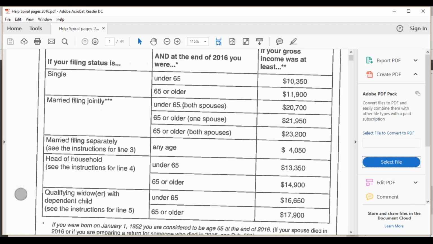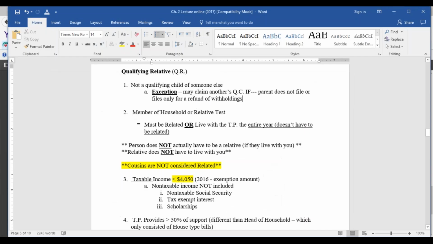If you're married filing joint, both spouses are under 65, you don't have to file if together your gross income was $20,700 or less. If it's over that, you are required to file. So even if you had income of only $20,000, you may still decide to file just to get your refund. So that's what this is talking about here.